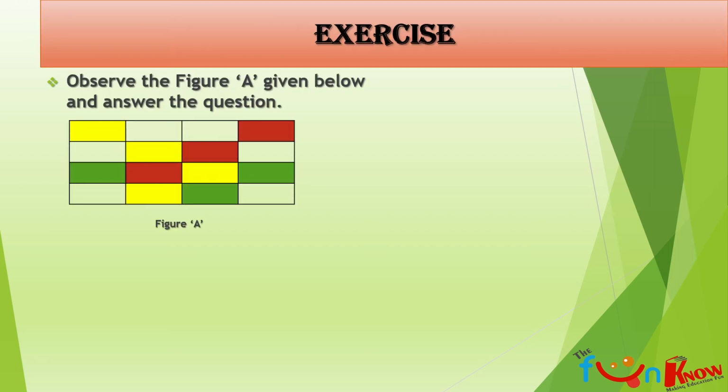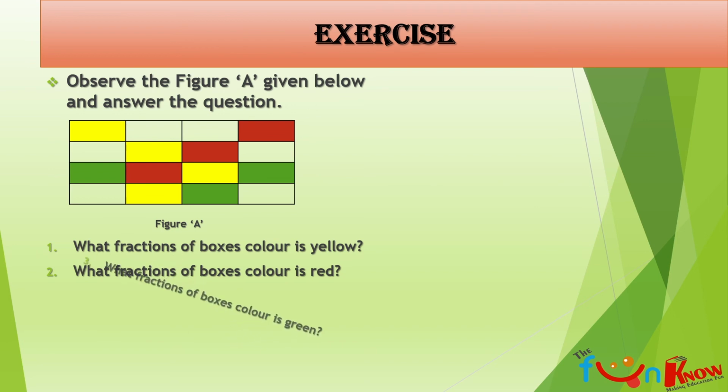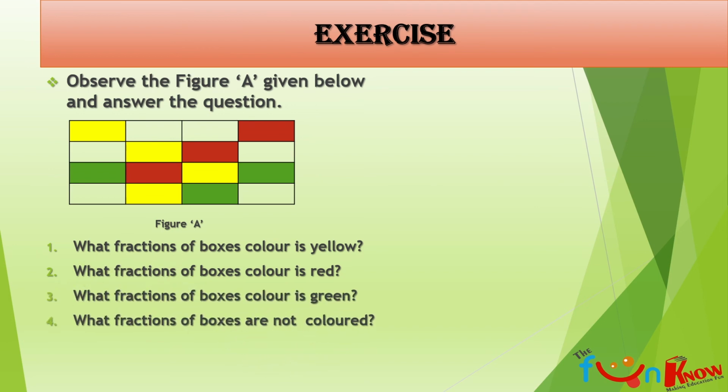Now this is an exercise for you, and you all will be giving me quick answers of all the questions. Students, observe figure A and give the answers of the following questions. Our first question is, what fraction of boxes is yellow in color? First understand figure A. How many boxes are there in figure A? Box number 1, 2, 3, 4, 5, 6, 7, 8, 9, 10, 11, 12, 13, 14, 15, 16. So I feel in figure A there are a total of 16 boxes.